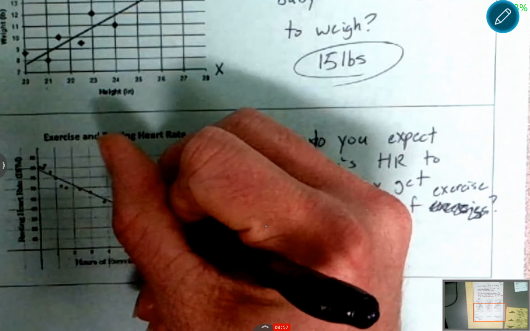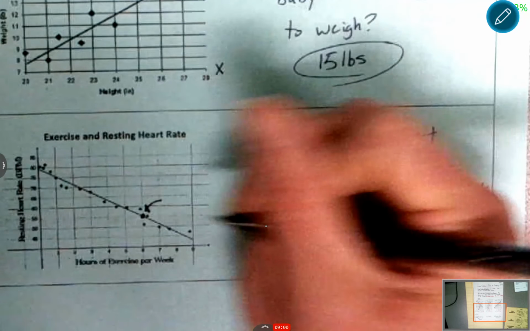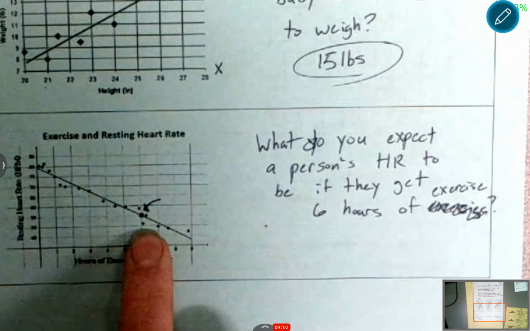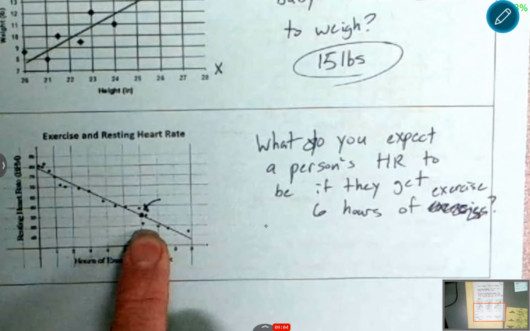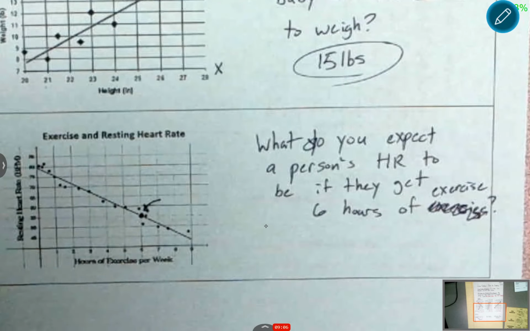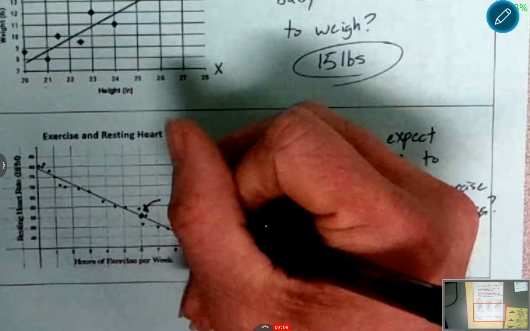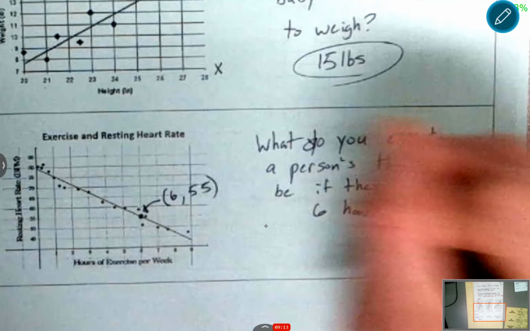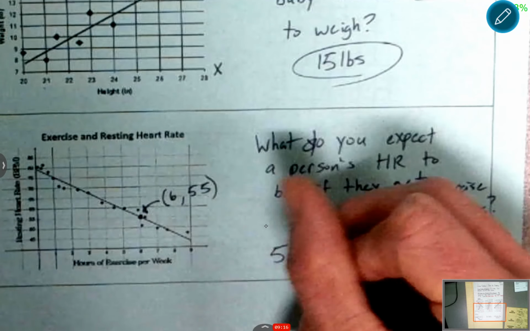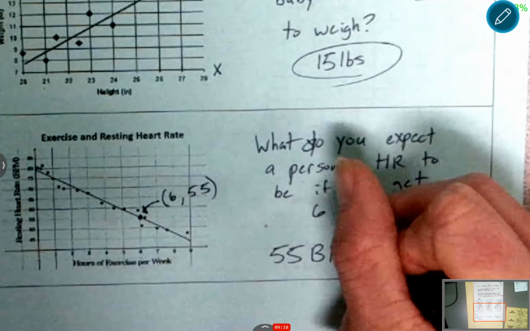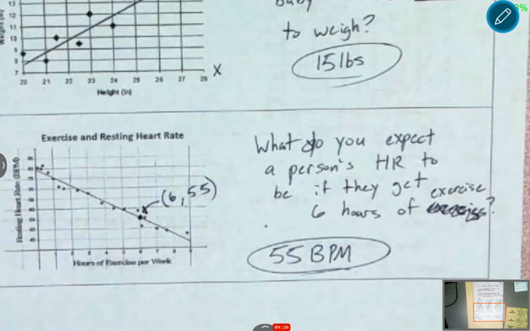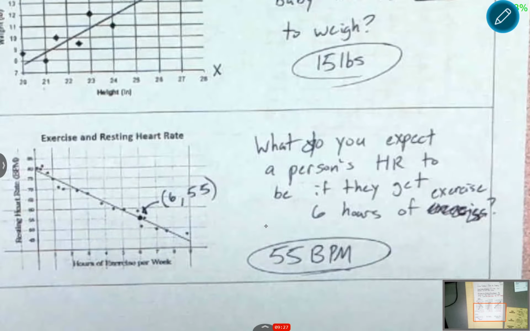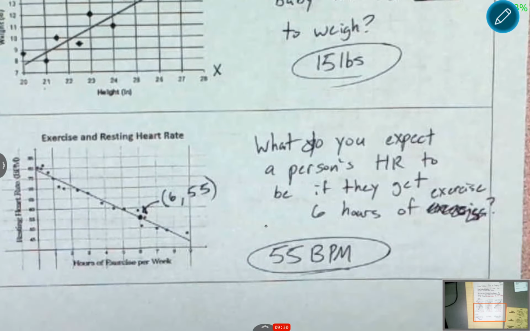So at 6 hours, you can actually see that not 51 or 50 beats per minute is the expected heart rate for somebody who gets 6 hours of exercise. It's actually closer to 55. So you want to make sure you're using that trend line to make your predictions, not your points. The points help you get the trend line. The trend line helps you make predictions about what you can expect. Not exactly what will happen, but what you can expect.